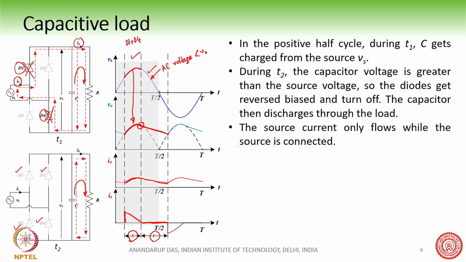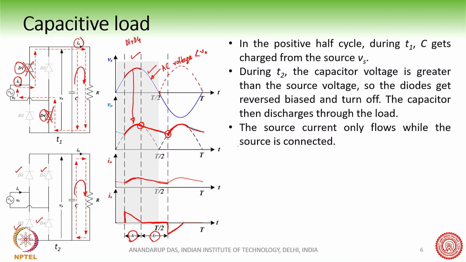Now in the negative half of the AC cycle, again the rectified voltage waveform is something like this. It will again hit here, where the instantaneous AC voltage becomes more than the V0 voltage, and therefore the diodes will start to conduct again, but now the diodes D2 and D3 will conduct here, and it will follow like this. Here the current is something like this.